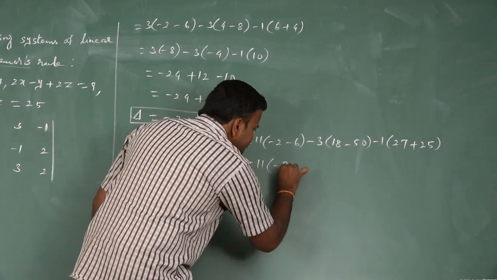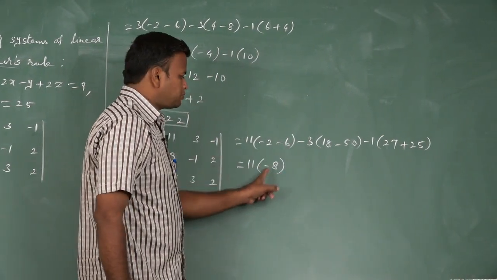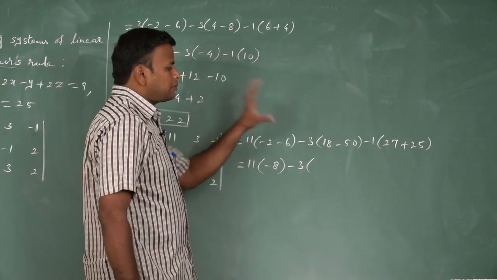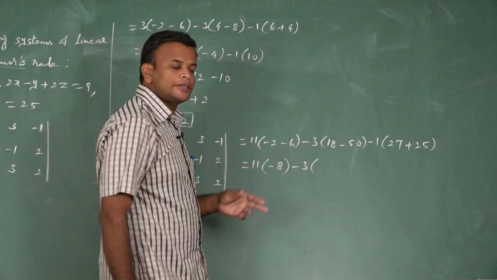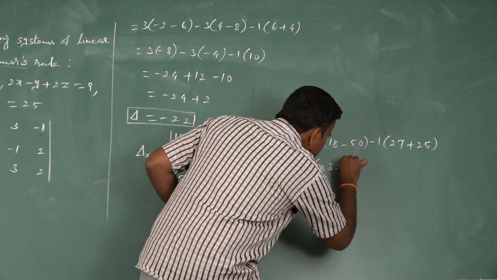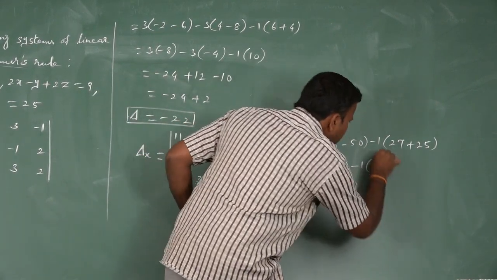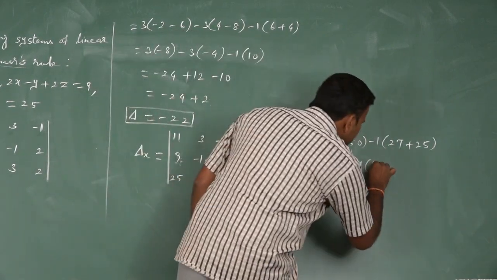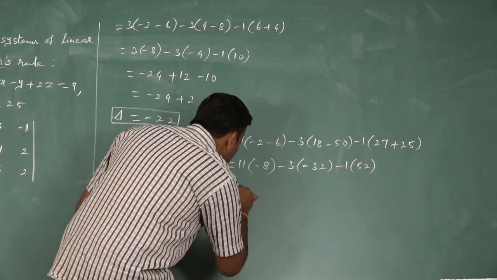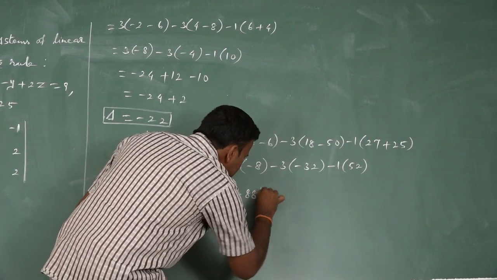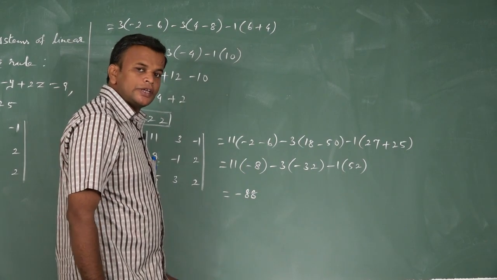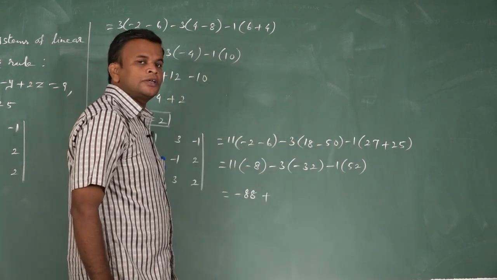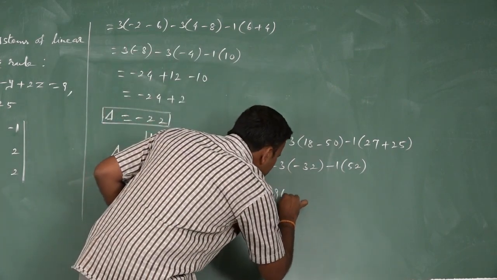11 of minus 2 minus 6, minus 8. Minus 3 of 18 minus 50. Big number is a minus, so minus 32. Minus 1 of 27 plus 25 is 52. 11 into minus 8 is minus 88. Minus and minus is plus, 3 32s are 96.